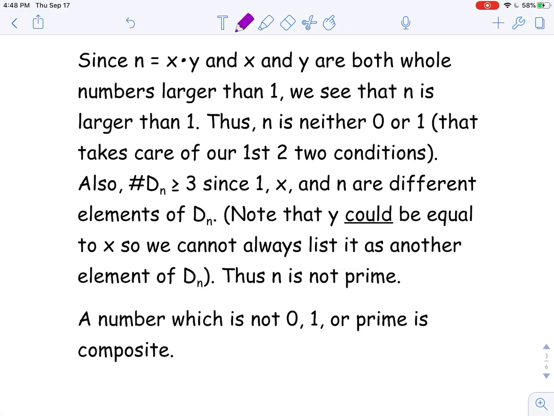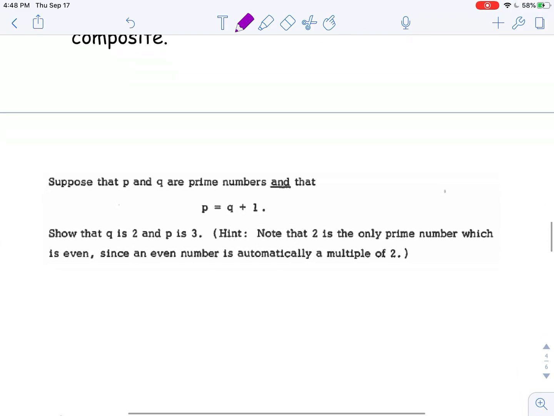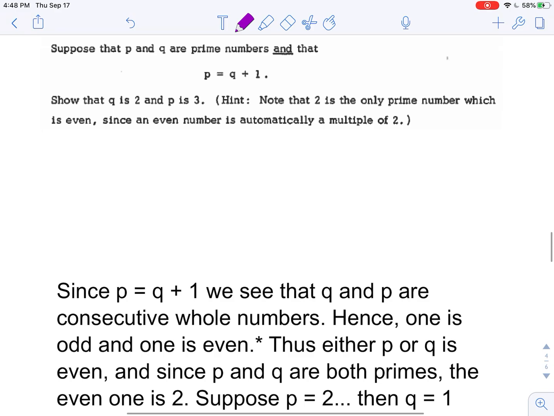And the number of divisors of n has to be greater than or equal to 3, since 1, x, and n are different elements of the divisor set of n. Now y could be equal to x, so we can't always list it as another element of D sub n. But whatever the case, n is not possibly prime, and a number which is not 0, 1, or prime must be composite. So, moving ahead here, suppose that p and q are prime numbers, and that p equals q plus 1.